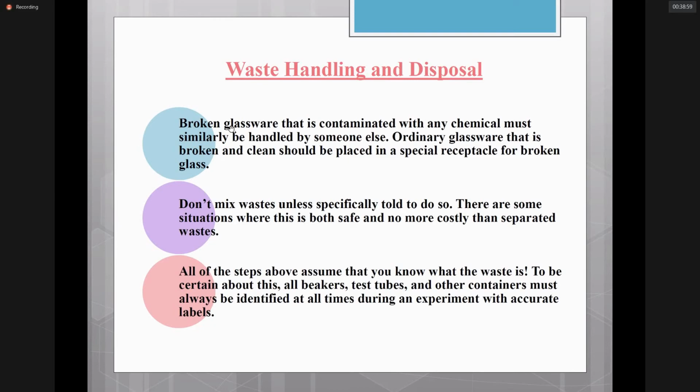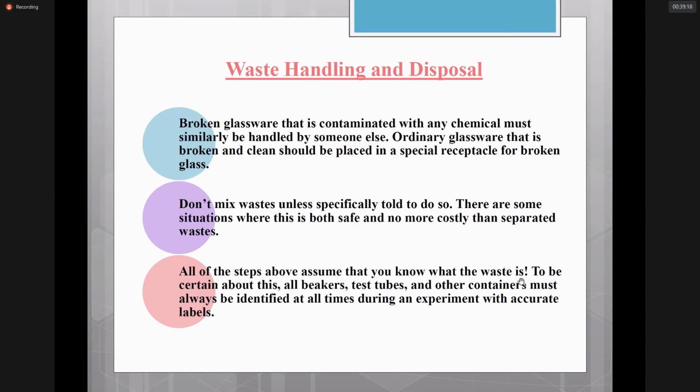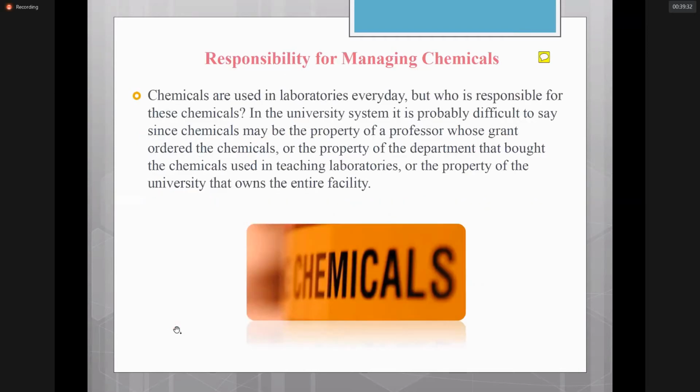Again, broken glassware, we must dispose of that and check that you have clean and not broken glassware. All the steps above assume that you know what the waste is. To be certain about this, all beakers, test tubes, and other containers must always be identified at all times during an experiment with an accurate label. As a chemist, we have a responsibility for managing the chemical.